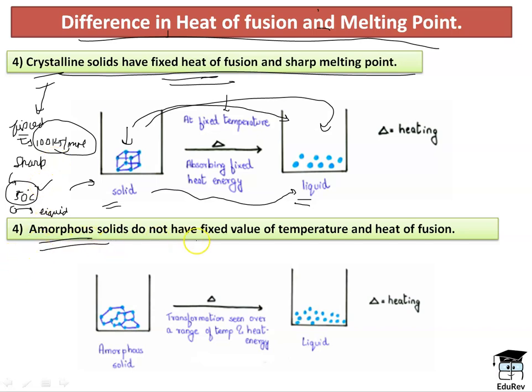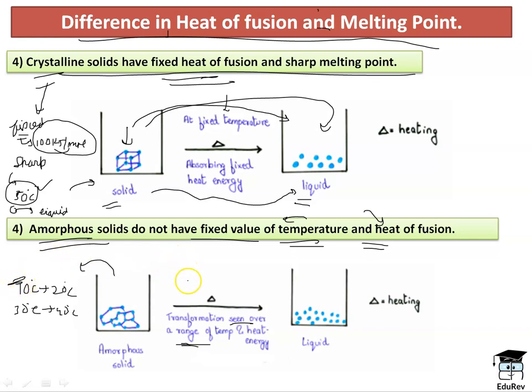In case of amorphous solids, they do not have a fixed value of temperature and heat of fusion. So neither temperature is fixed nor heat of fusion is fixed. A range is there. Transformation can be seen over a range of temperature and heat energy. Now what is the range? Range means that amorphous solids, suppose, get converted into liquid over a range of temperature, like 10 degrees Celsius to 20 degrees Celsius, or 30 degrees Celsius to 40 degrees Celsius. Whenever the word 'to' comes or a range is defined, it is called a range. So amorphous solids do not have a fixed value, but a range.